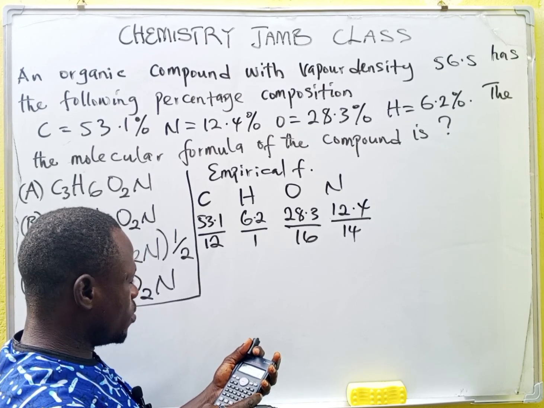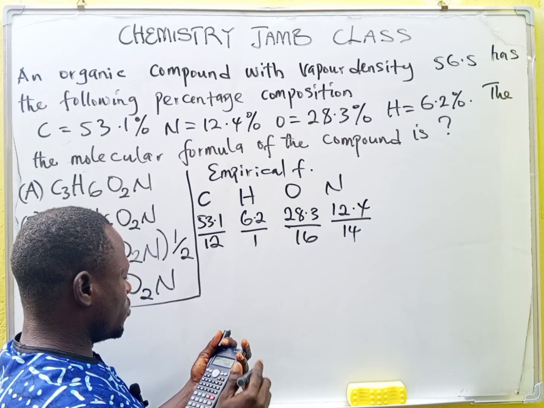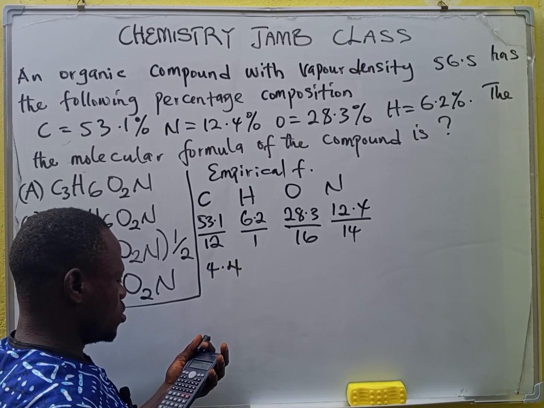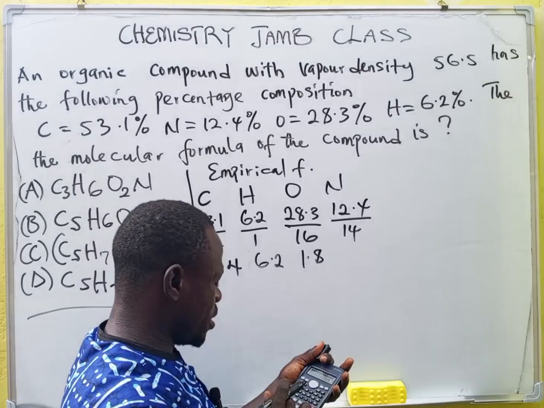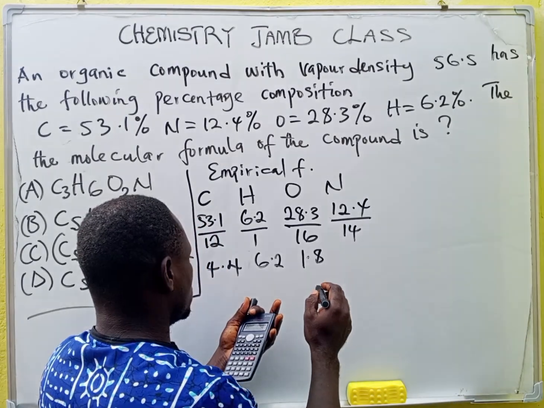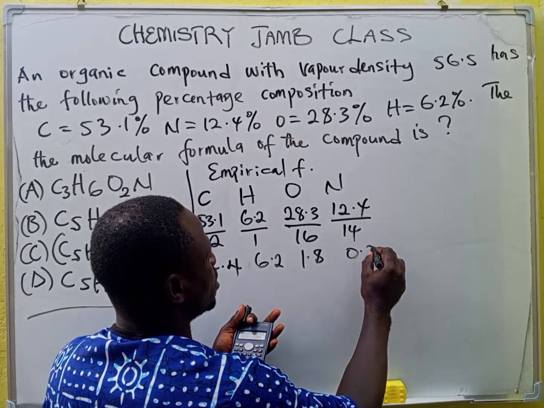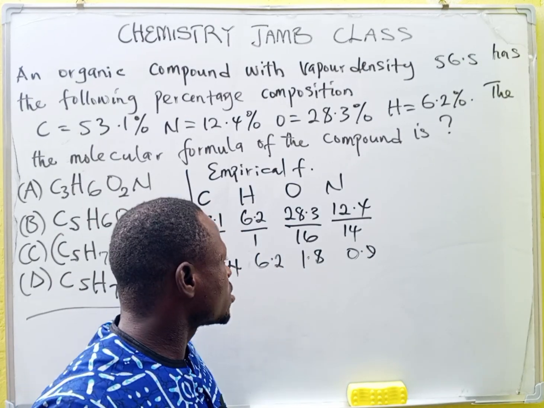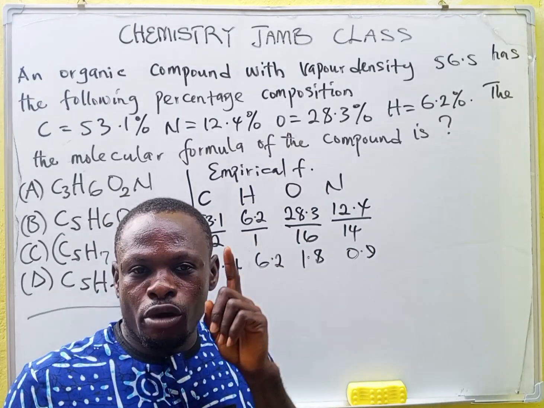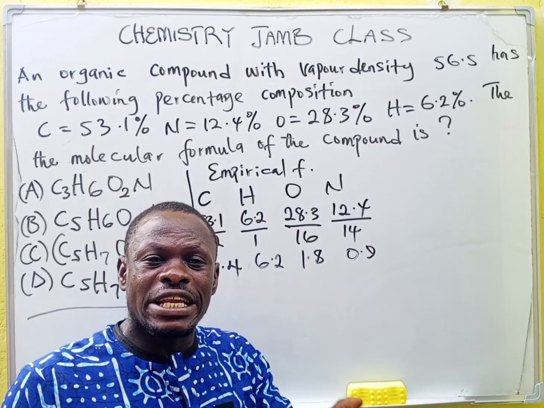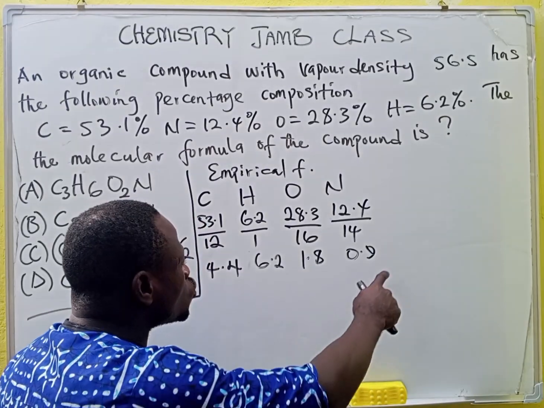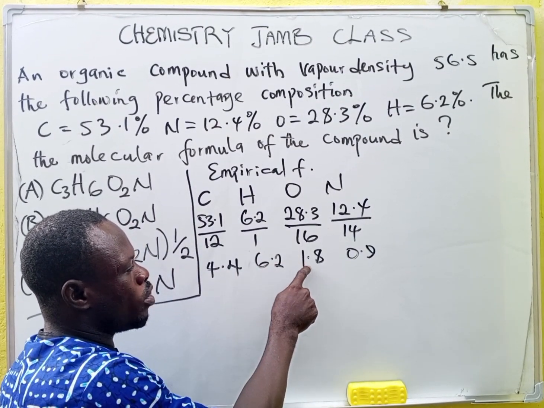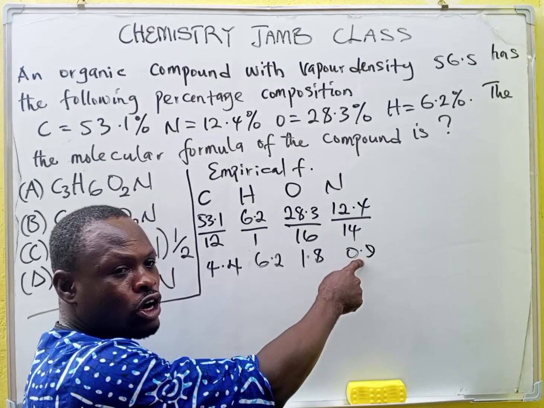So when you divide, 53.1 divided by 12, we have 4.4. 12.4 divided by 14, we have 0.9. Now, the rule of empirical formula says that after you have divided all through by the atomic masses, the next step is to divide all through by the smallest number. Which one is the smallest? We have 4.4, 6.2, 1.8, 0.9. Of course, 0.9 is the smallest.